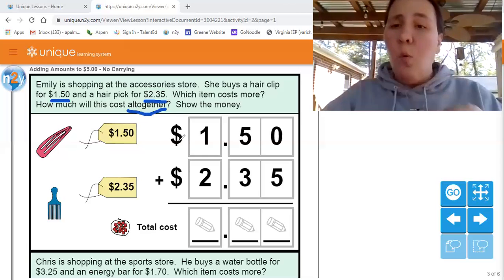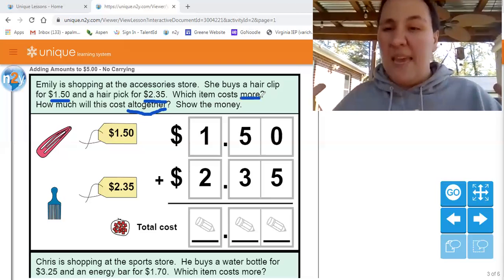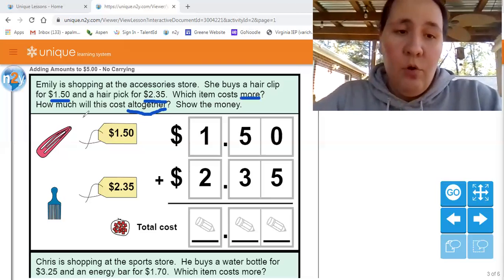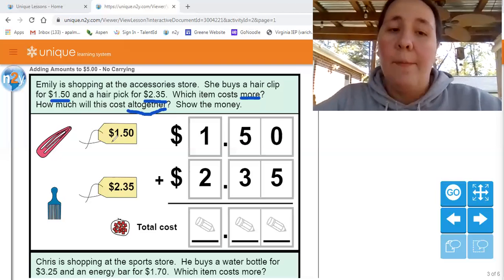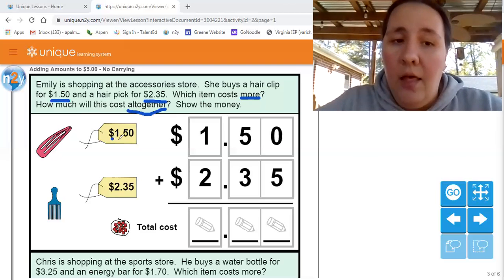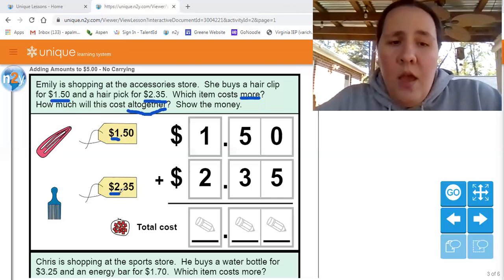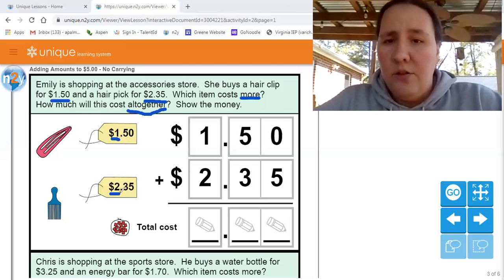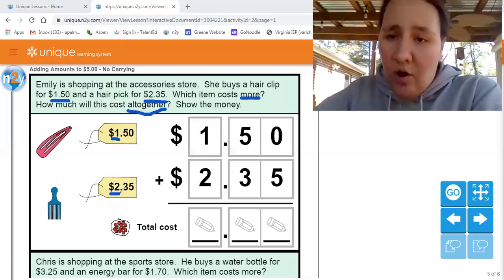Very good, the word more. Which one costs more? Tells me I want a big number, okay? So first, let's talk about which one costs more. So over on my tags, I have $1.50 and I have $2.35. So I'm gonna underline the dollar this time because that's my biggest place value, okay? Which one is bigger, $1 or $2? Very good, $2. It's the same as our last problem.